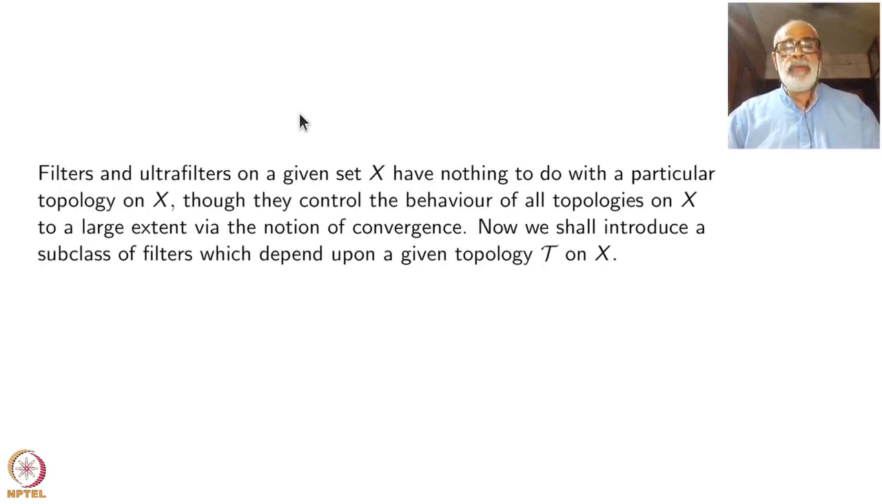Filters and ultra-filters on a given set have nothing to do with a particular topology on X, though they control the behavior of all the topologies on X to a large extent, namely via the notion of convergence. Now we shall introduce a subclass of filters which depend on the given topology tau on X. So that is the difference between these filters and ultra filters and ultra closed filters. As the name says, the closedness comes because we are referring to a particular topology tau on X.